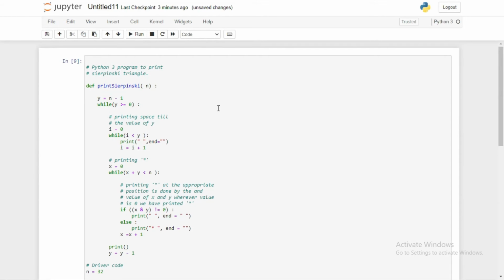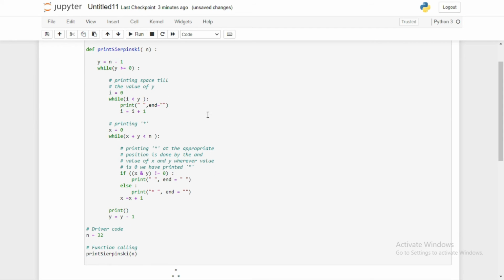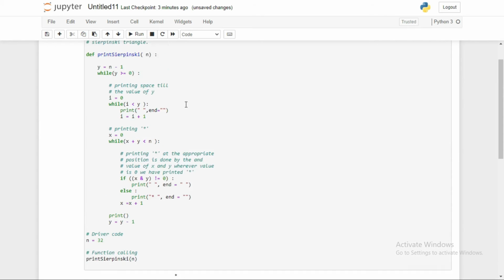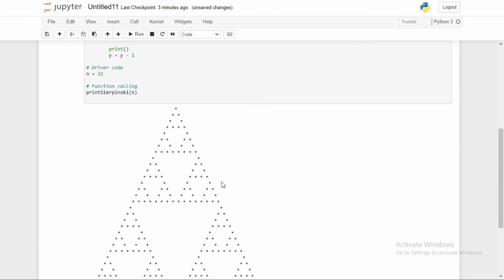So here we are in Jupyter Notebook, and I would be showing how to create a Sierpinski Triangle in Python. This is a really basic code that was inspired from Geeks, and it prints out the Sierpinski Triangle. So let's run it, and we'll see the Sierpinski Triangle. We could also change how many, by changing the number in the form of 2 to the n.